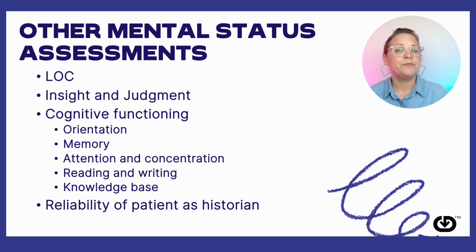And finally, we want to consider the reliability of the patient as a historian. Not all patients are going to give us an accurate account of their life because they may not be able to recall those things, or they may have perception issues. So consider the reliability of the patient as a historian when you're gathering data. And you may need to get data from other sources like loved ones or the medical record in order to establish baseline data for the patient.